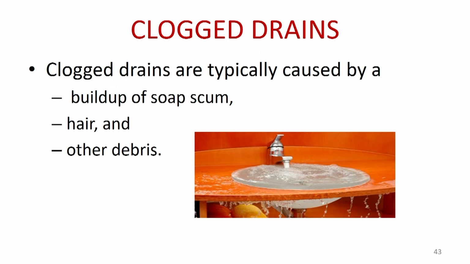Another problem which I have discussed earlier is the clogged drain. This is the picture of a simple sink or the wash basin where you went and the water is not going or passing through the drain system. The causes of this type of clogged drain are build-up of soap scum, sometimes the accumulation of hair or other debris. They are the common causes of the clogged drain.